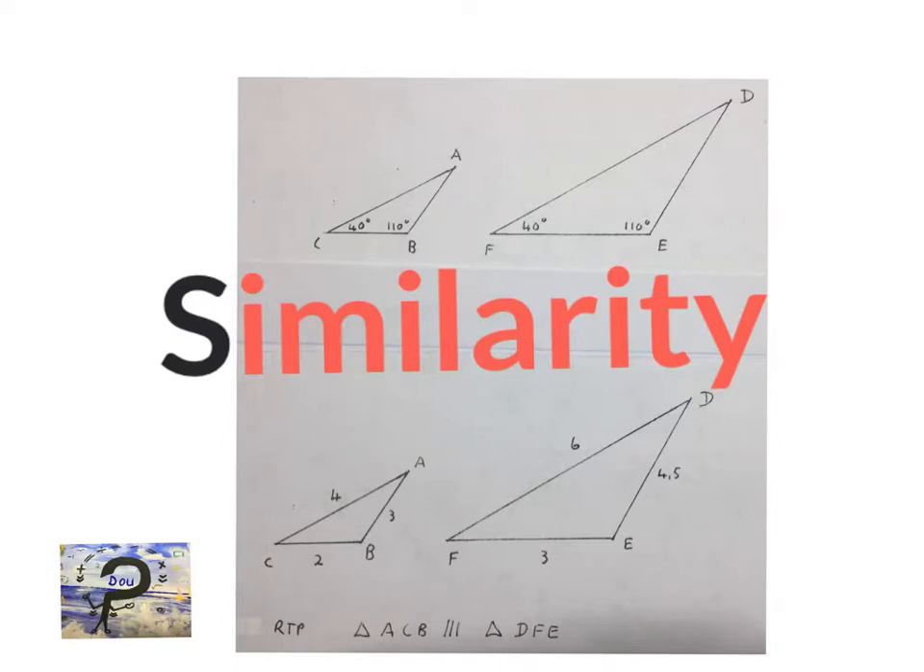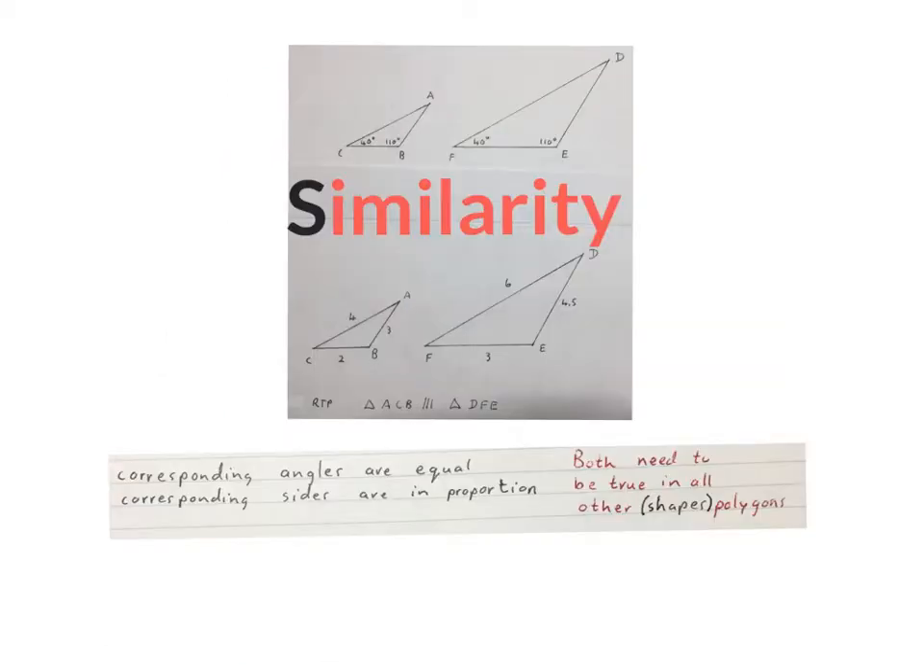Good day. In this video, we're going to show you the two techniques that we can use to prove similarity with triangles. There are two rules that make shapes similar. The first one is the corresponding angles are equal and the corresponding sides are in proportion. Both need to be true in all other shapes or polygons. On triangles, only one rule needs to apply. Then they will be similar.